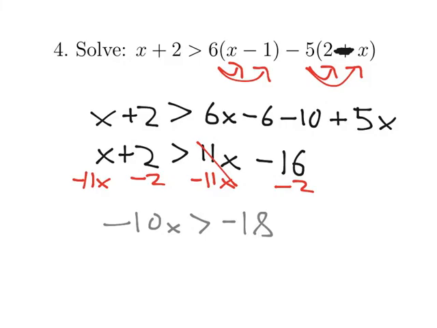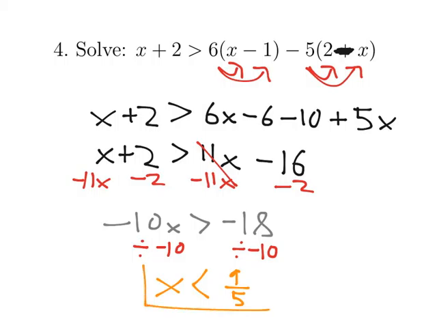So now I want to divide by negative 10. And now this is a negative number, and I'm dividing, which means I have to flip the sign. So first I write it normally. Negative 10x divided by negative 10 is just going to be x. Negative 18 divided by negative 10, that reduces to 9/5. And now it was a greater than sign, but I divided by a negative, so I have to switch the sign around, and it becomes less than. So the answer is x is less than 9/5.